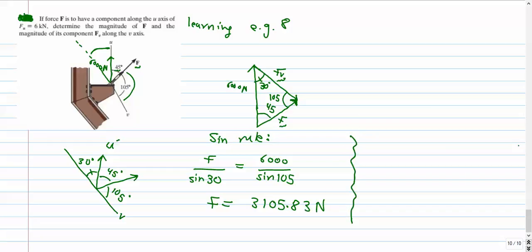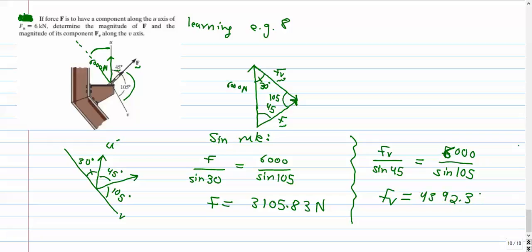Similarly, solving for the component of F along the v-axis, we get Fv divided by sine of 45 degrees equals 6000 over sine of 105 degrees. And the value that we get for the Fv component is equal to 4392.3 newtons. So this is the simple and easy method that we have been doing in previous problems too.